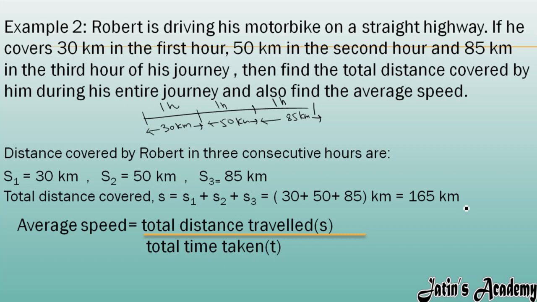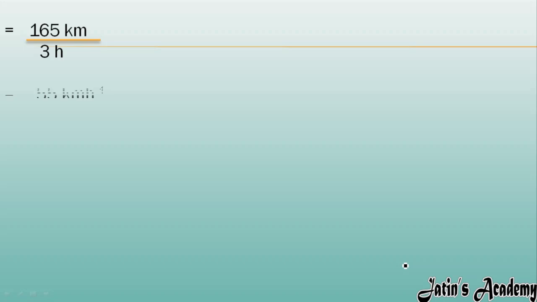So what is the total distance? Total distance is 165 km over total time taken. Total time taken is what? 1 hour plus 1 hour plus 1 hour. So it will give you 3 hours. Fine. Now next, see, it will give you 165 over 3. Then after solving, you will get 55 km per hour. Fine. This is the speed covered by the robot.